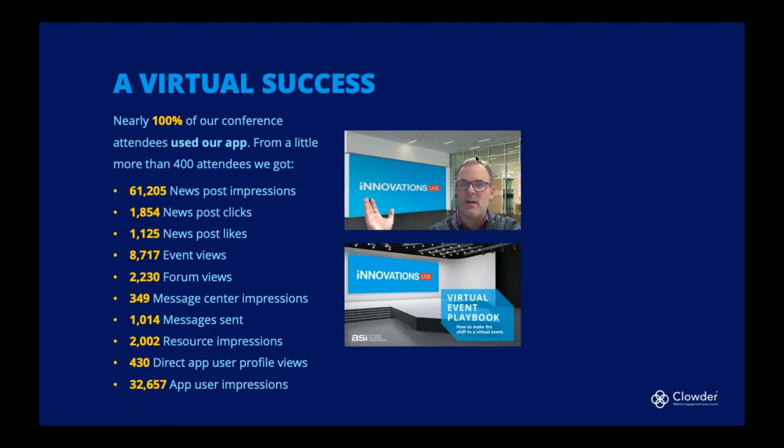So just a bunch of stats on the screen. Let me just point out a couple that we think are really powerful. From those 400 attendees, over 60,000 news post impressions. So that means those attendees were in the app looking at all of those news posts as they came through. Almost 2,000 of those news posts were clicked on. Somebody actually hit the news post to drill down and get more info. Well over 1,000, someone took the time to say, I like this post. Almost 9,000 event views, so that's 9,000 times the event section was accessed. Over 2,000 forum views, that means over 2,000 times somebody was coming into the discussion forum.